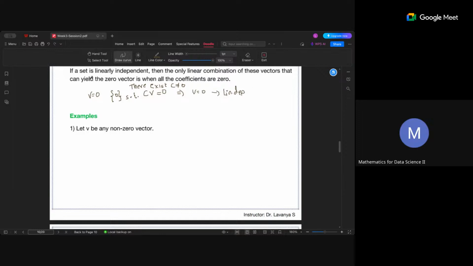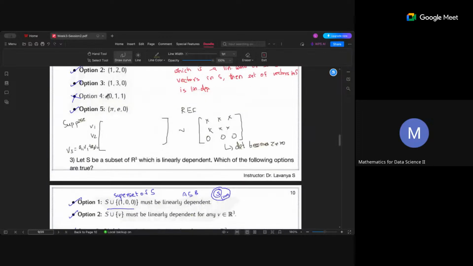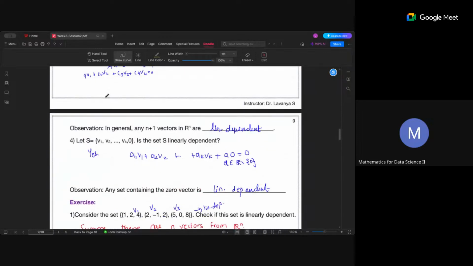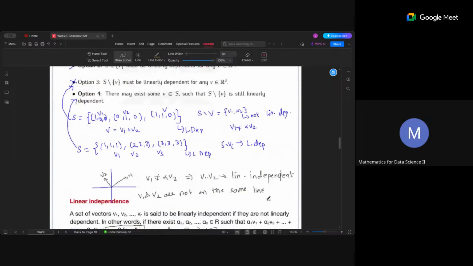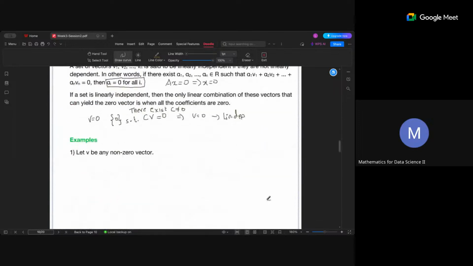In fact, you should have got this from the statement that any set containing the 0 vector is linearly dependent. We already know that, even if it is just the 0 vector. Ma'am, here also all the coefficients are zero, then why is this not linearly independent? No, I have a non-zero coefficient here. V is 0, so C can be non-zero, right? Okay, fine.